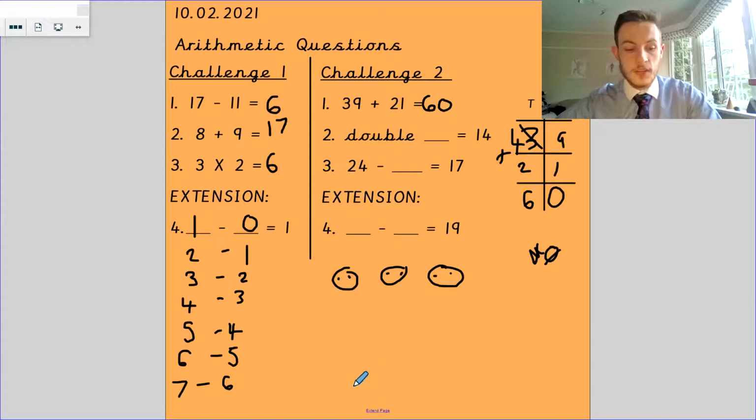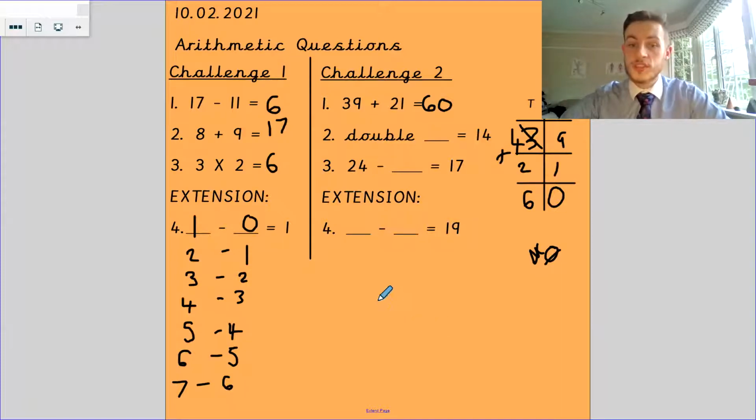Double something is 14. Right. Let's check. So what you can do for this is you can put 14 all together and you put 1 on one side, 1 on the other side. And the reason you're doing this is you're sharing 14 because double something is 14 is like saying what's half of 14. So 1, 2, 3, 4, 5, 6, 7, 8, 9, 10, 11, 12, 13, 14.